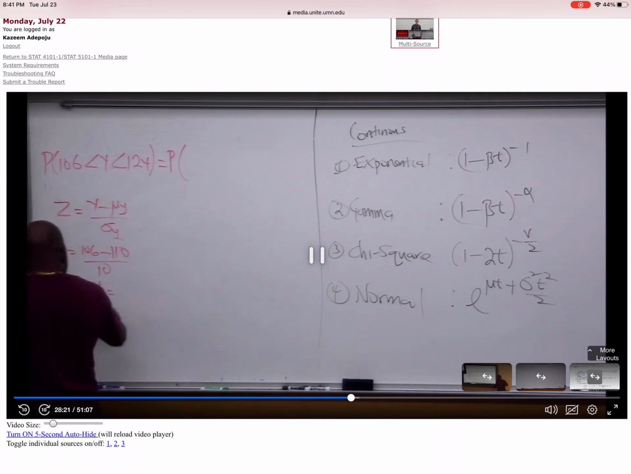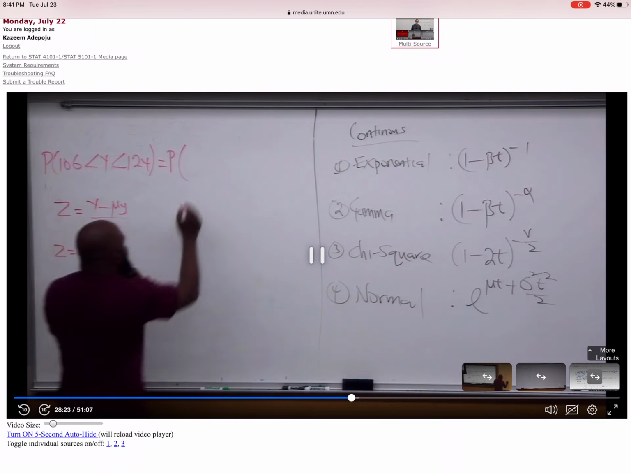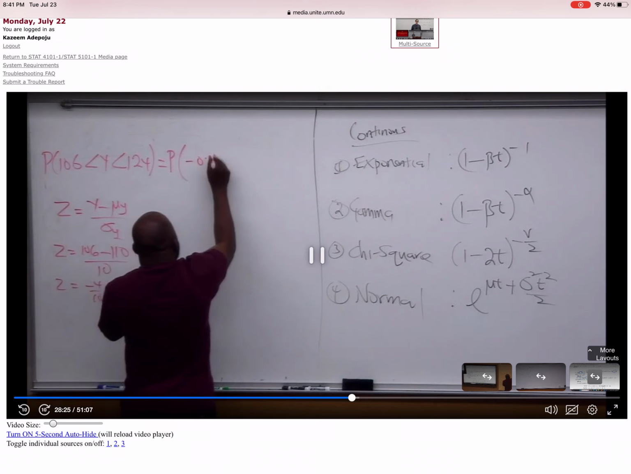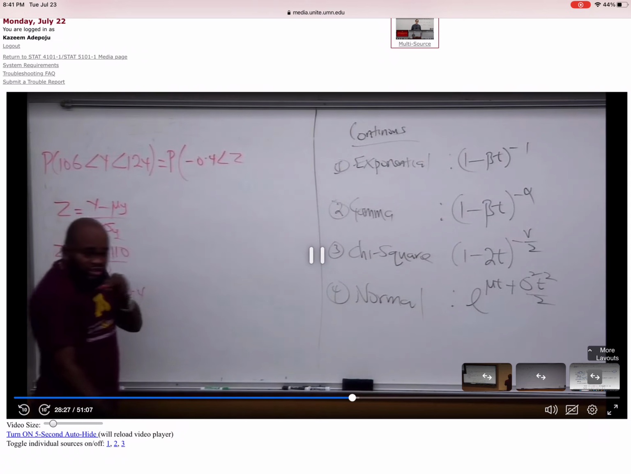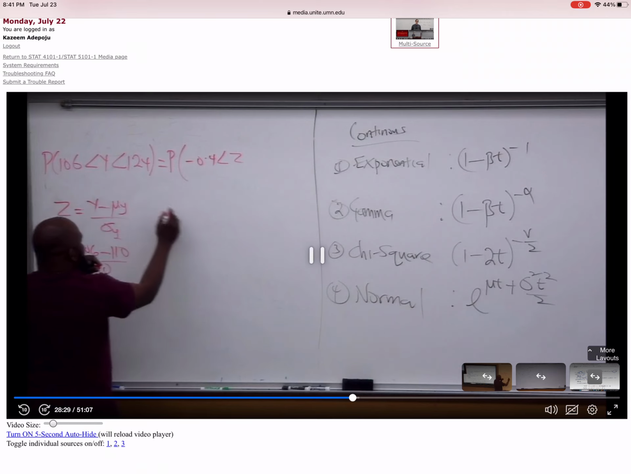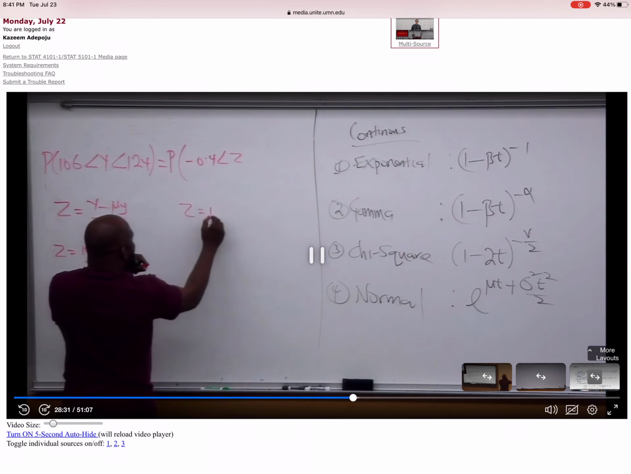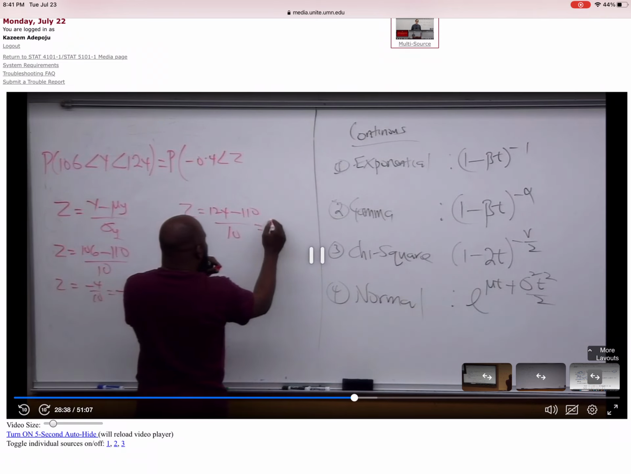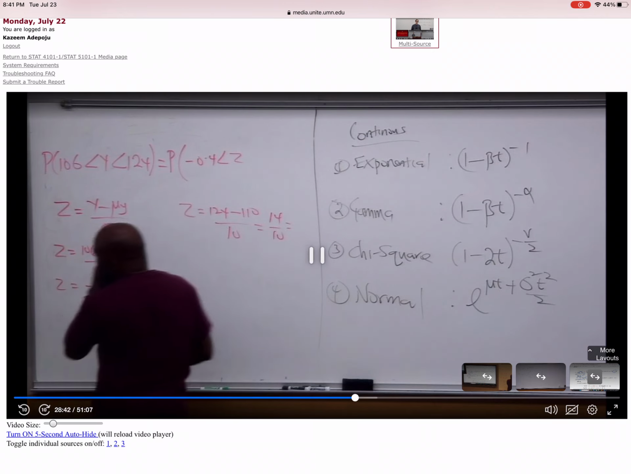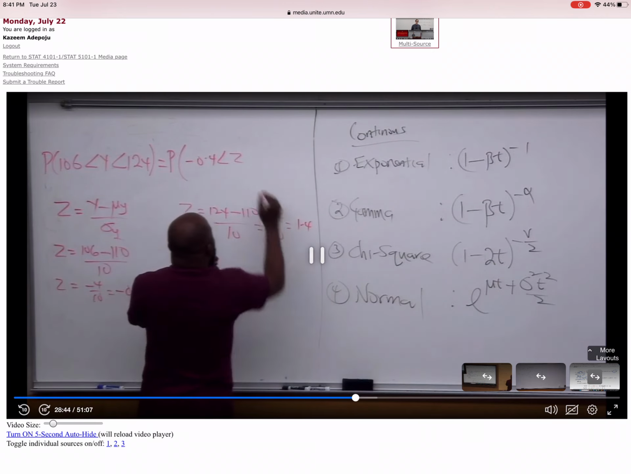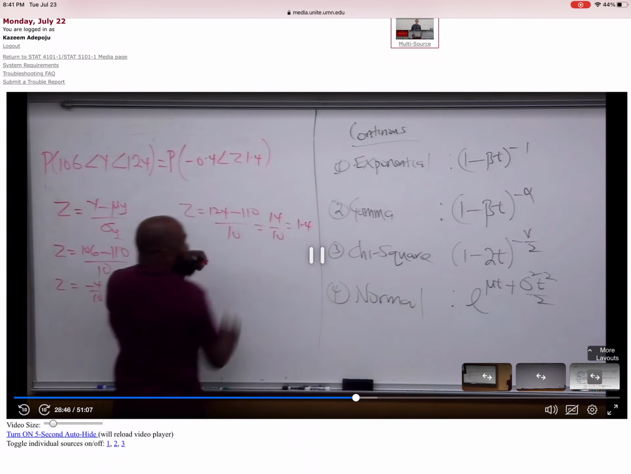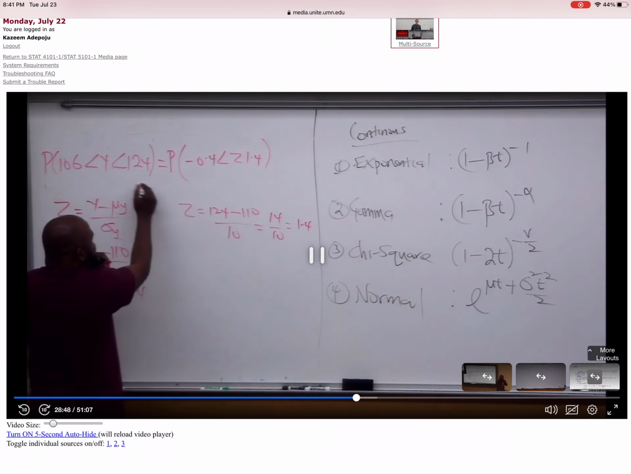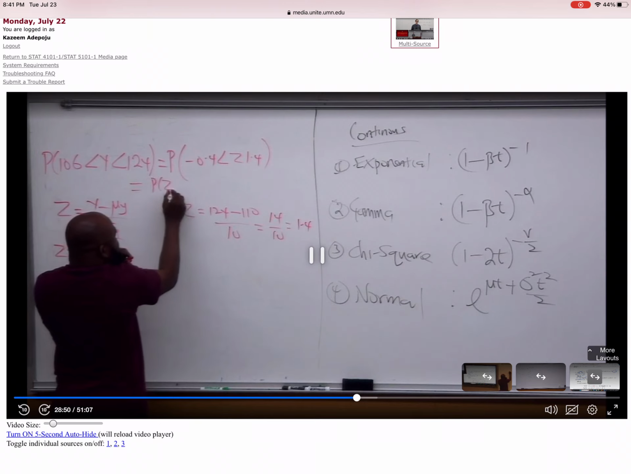So what is negative 4 over 10? That would be negative 0.4. So here, I'm going to have negative 0.4, then I'm going to have a z. Then I will do the same to this. So 124 minus 110 divided by 10. So what is that? 124 minus 110, is that 14? 14 over 10, and that is looking like a 1.4. Okay, this is 1.4.